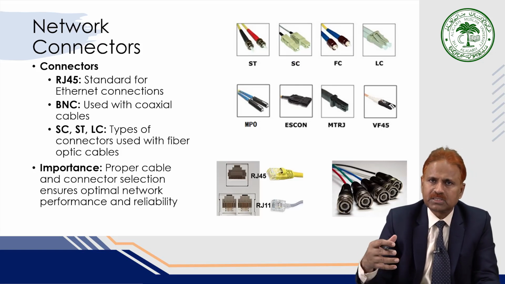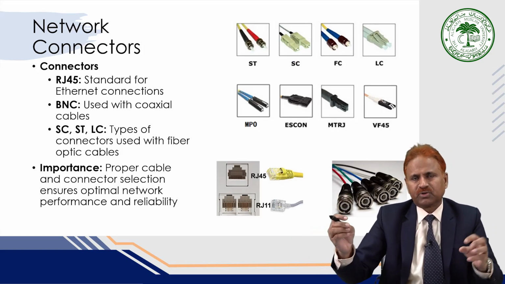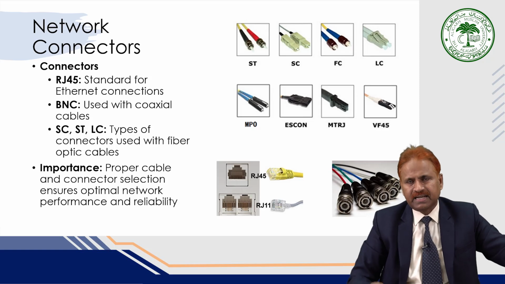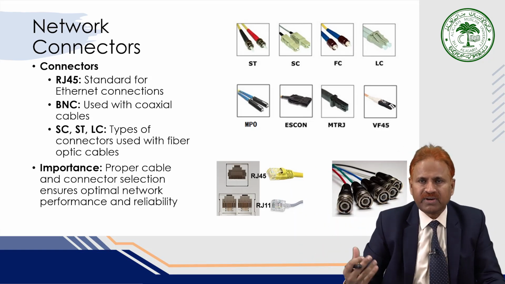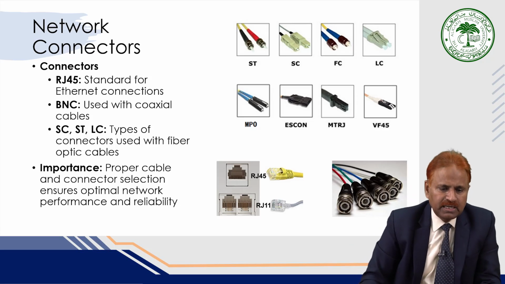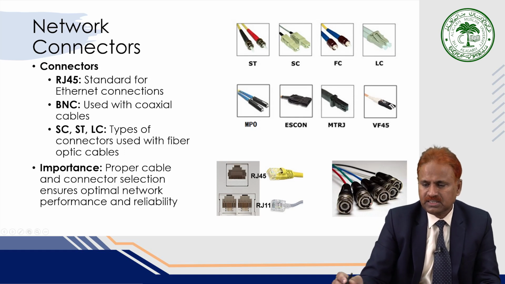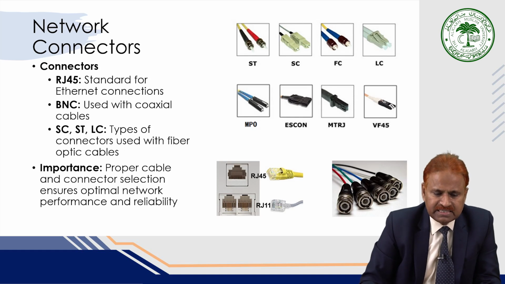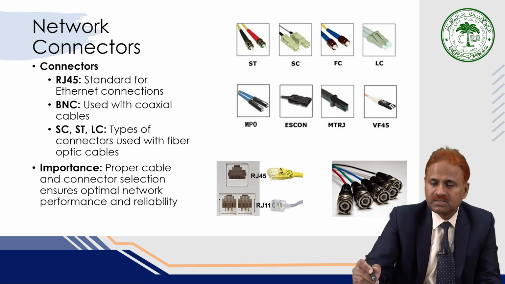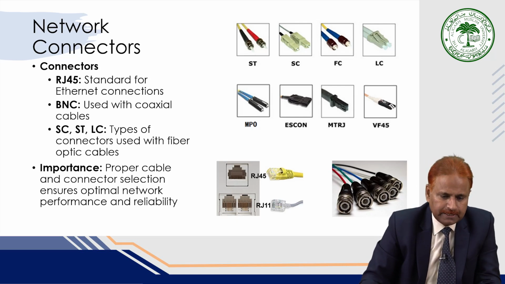Whenever you want to establish a local area network, you can use RJ45 connectors at both ends for connecting the interface card as well as the switch through the cable, and the cable will be twisted pair, Cat5 or Cat6. BNC connectors are basically used with coaxial cables. SC, ST and LC type connectors are used with fiber optic cables.